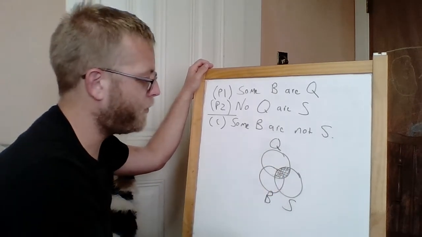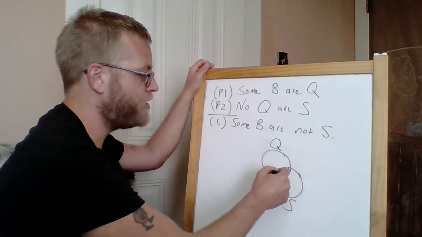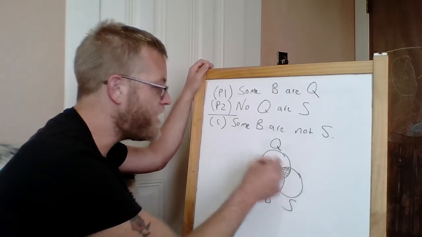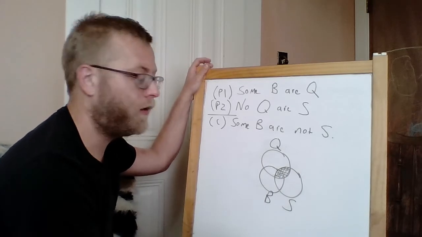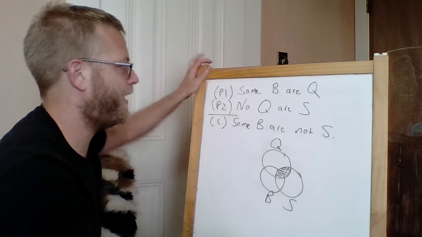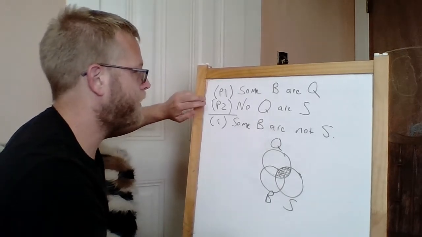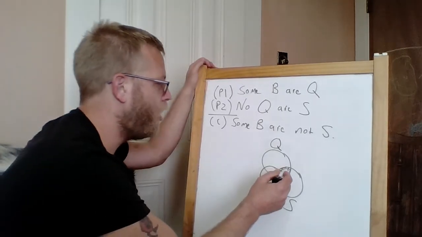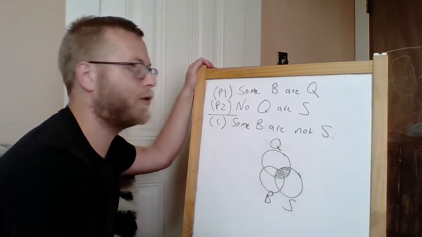Okay? So now that's gotten rid of our whole problem of ambiguity. We know that there's nothing in here, no members. There's nothing inside of Q and S. Right? That means there's no B's in there either. There's nothing in there. That's what we've said. That's what P2 means. That's what this premise means. There's no members of the group Q who are also members of the group S.